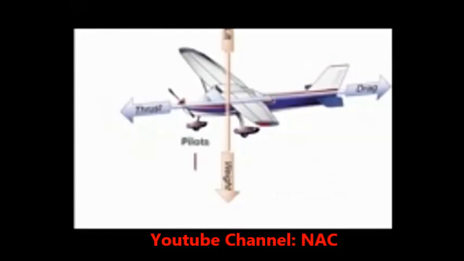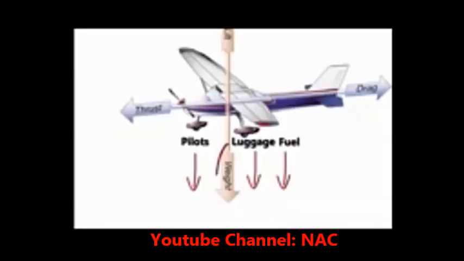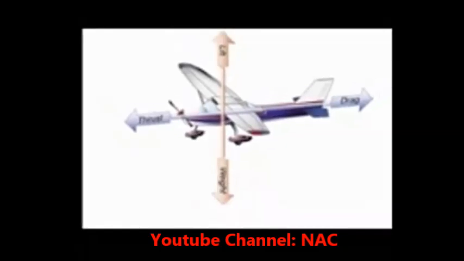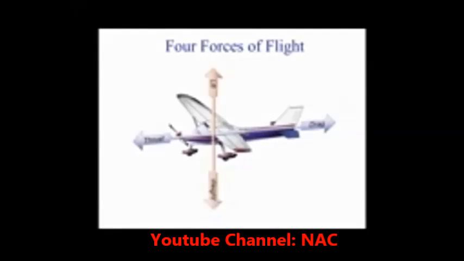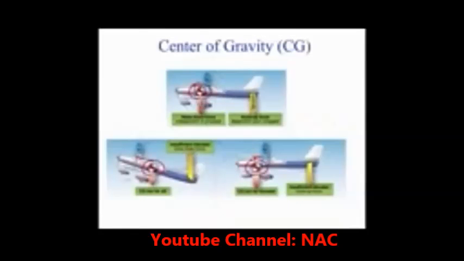Everything in the plane, pilots, luggage, fuel, and even the plane itself are pulled down by gravity, causing the aircraft to have weight. Lift and weight always act through the airplane's center of lift and center of gravity, respectively. Center of gravity is the point on the aircraft in which, if the airplane were suspended, it would remain level.